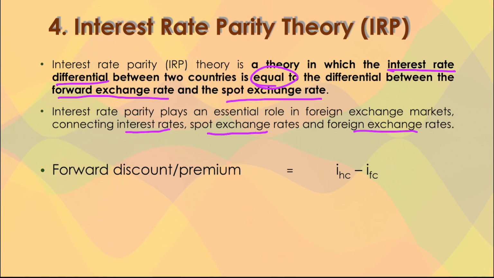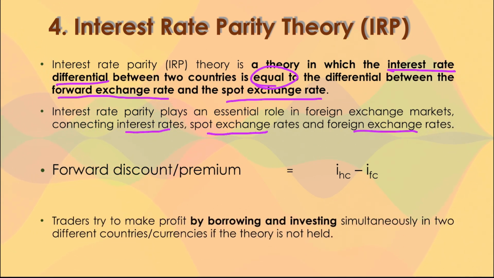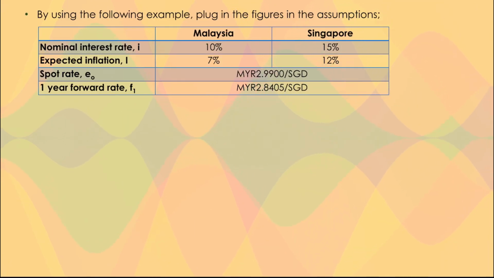Okay, let's look at the formula for forward discount or premium: interest rate of home currency minus interest rate of foreign currency. Here, traders try to make profit by borrowing and investing simultaneously in two different countries or two different currencies if the theory does not hold. The trader will borrow in one country and invest in another simultaneously. Okay, by using the following example, a similar example.